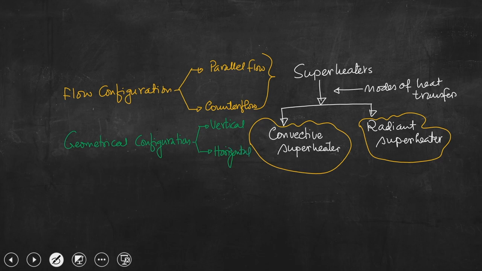That means, whether we are placing the superheater in the horizontal plane or vertical plane, depending on this particular basis, we can keep a particular superheater, whether it is convective or radiant, into these two subclasses, that is vertical superheater or horizontal superheater. So, these aspects we have discussed in the last class.